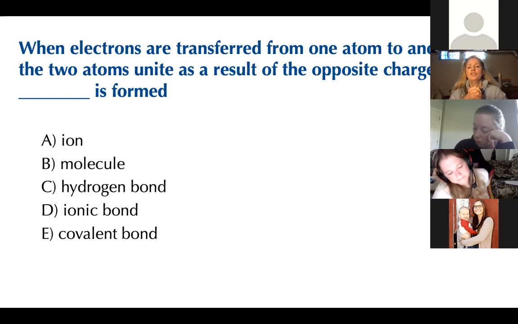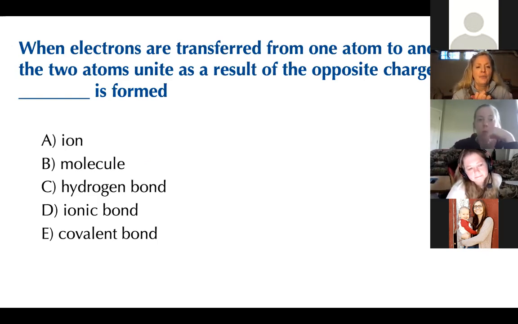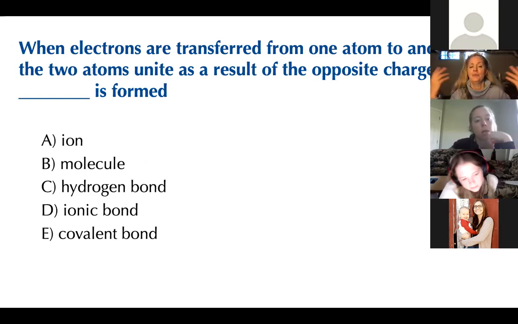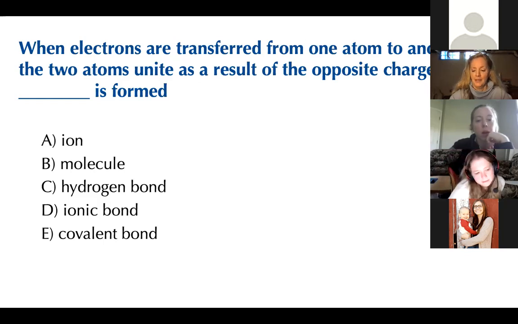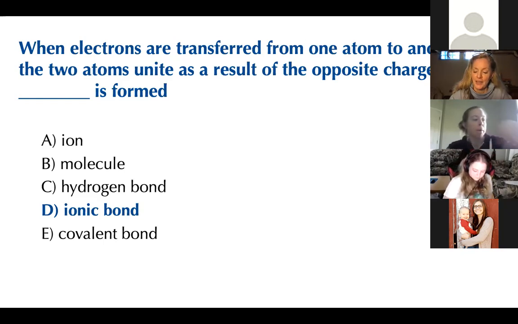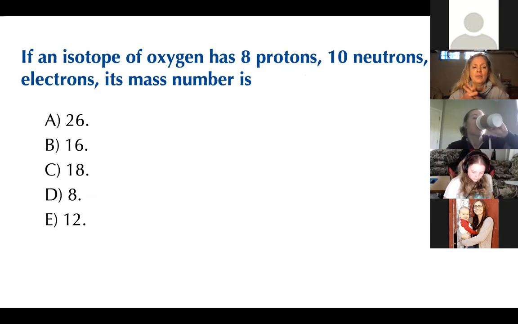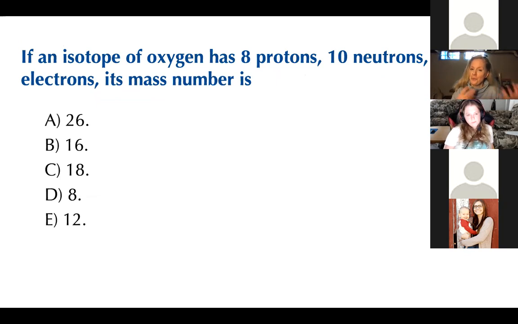All right. So when electrons are transferred from one atom to another, and the two atoms unite as the result of opposite charges attracting, it is what? An ionic bond. Yep. Okay. Not just an ion. It's neither just a cation or anion. We're talking about the bond. So that's a little bit tricky there. All right. If an isotope of oxygen has 8 protons, 10 neutrons, and 8 electrons, what's its mass number? 18. Yep. So this is another way that you can ask the mass question, 18. Okay. Because electrons don't count for mass. What's its atomic number?